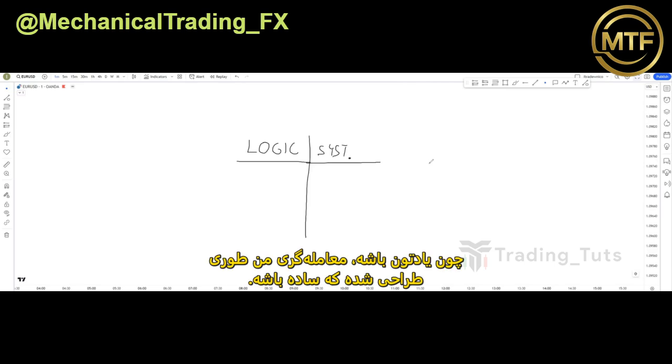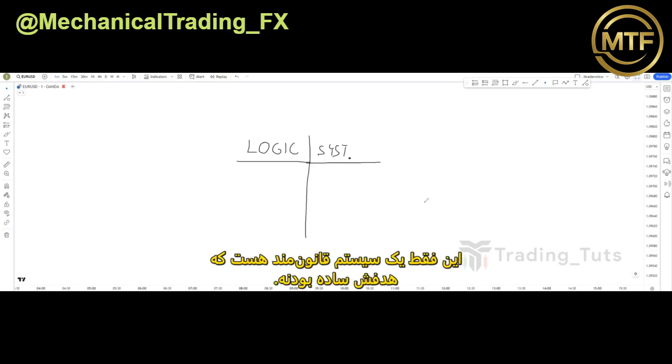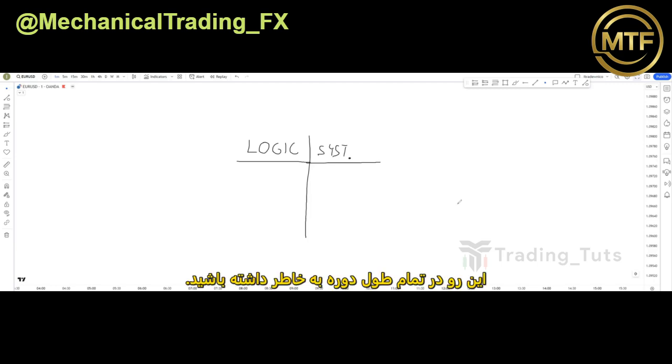Because remember, my trading is meant to be simple. I don't like to do something that has to be complicated, that has to make you overthink. It's just a rule-based system that is meant to be simple. Remember that for the whole course.